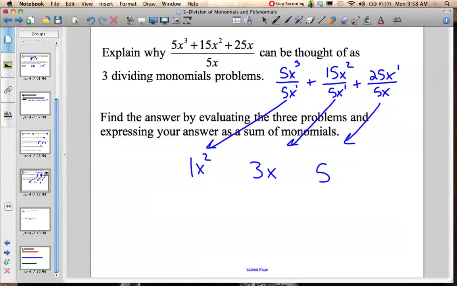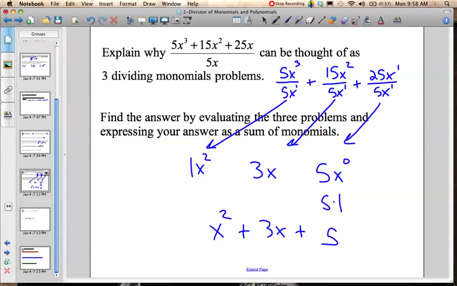I have 1x on top, 1 on the bottom. There's that x to the 0 again. Hey, but what's x to the 0 equal to? 1, that's right. So this is really 5 times 1, or just 5. And I'll bring down that 3x, and I'll bring down that x squared. And I have addition signs between them.